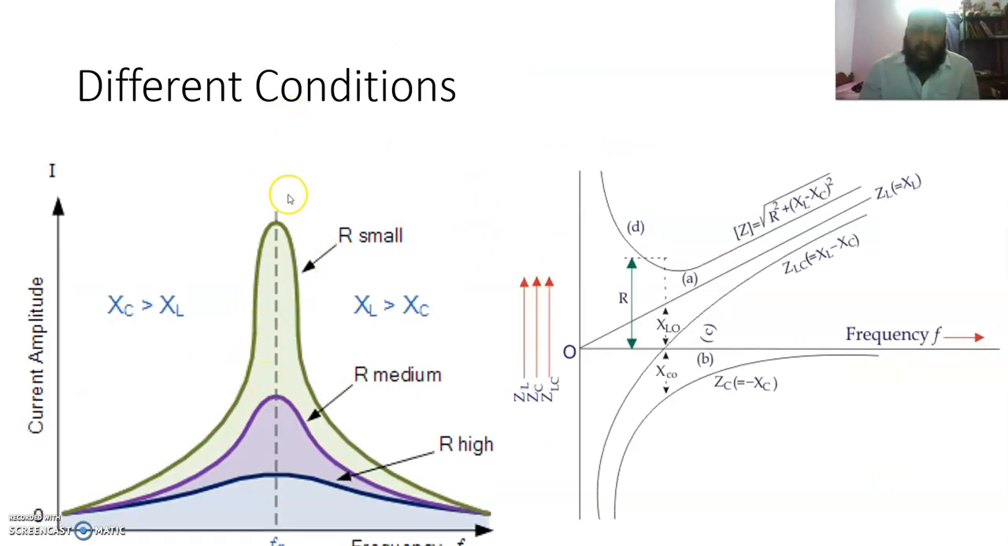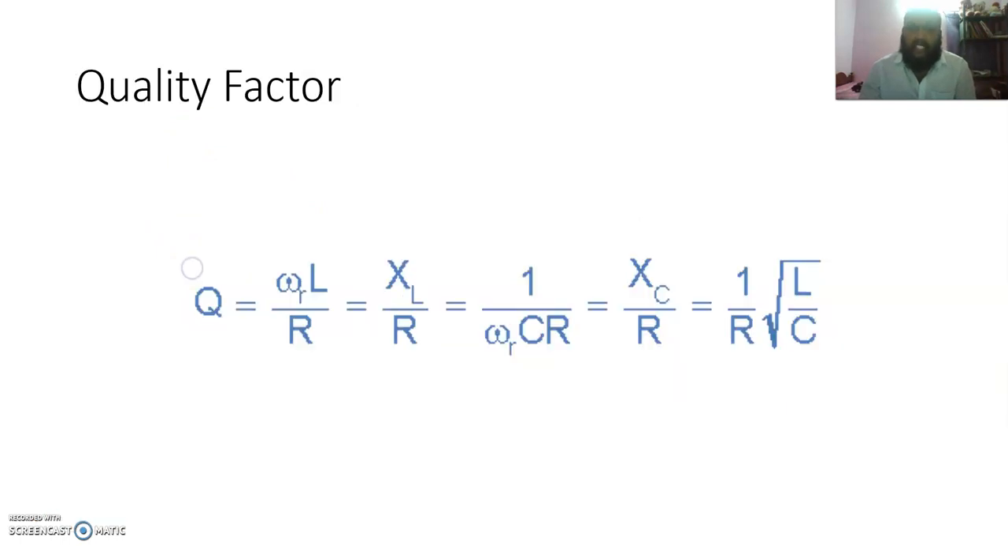The bandwidth may differ with different conditions, which can be obtained by changing the resistance value.